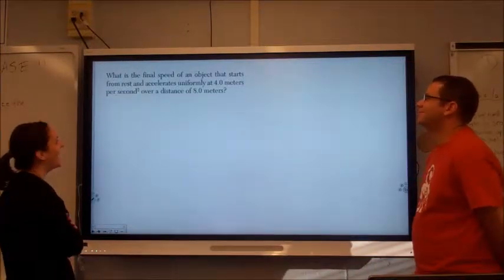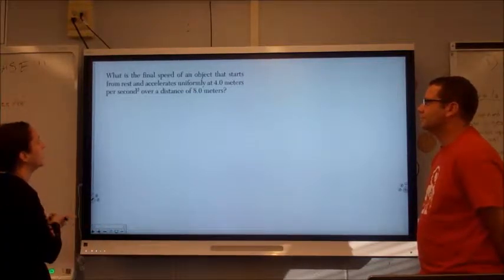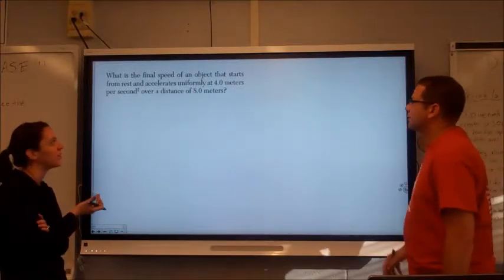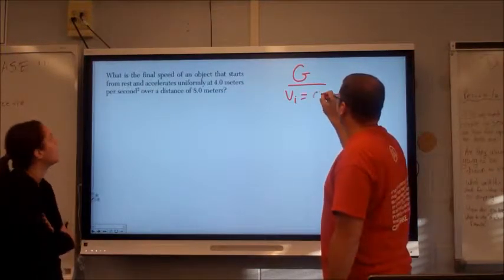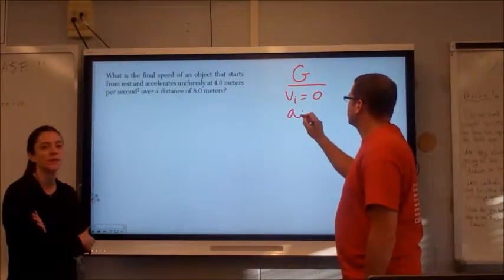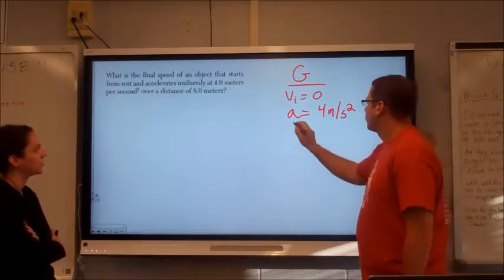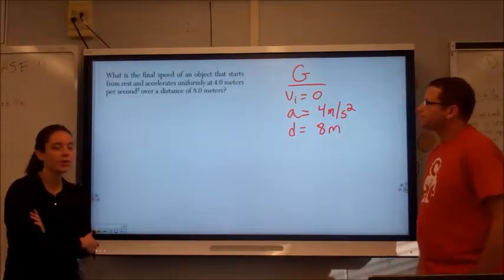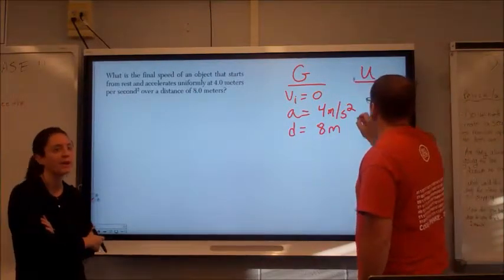Welcome back. And first thing we need to do as we go through that GUESS method is figure out what is our given information. So as I read through this, I see that the object starts from rest. That's one of those key phrases that we've been talking about, and that's telling us that our initial velocity is 0. I'm going to keep reading and read that it accelerates uniformly at 4 meters per second squared. That means my acceleration is 4 meters per second squared. Over a distance of 8 meters. So then I have to figure out, well, what are they trying to ask me to solve for? The first part of this sentence tells me what is the final speed, so that's my unknown.